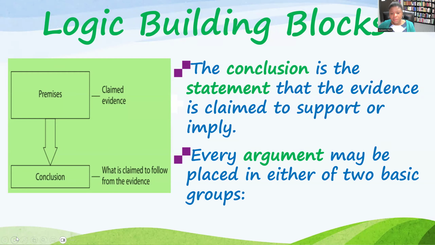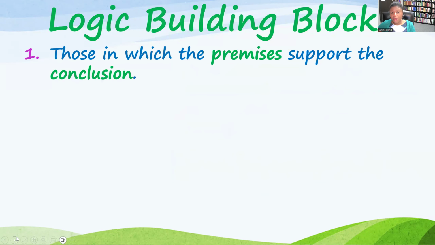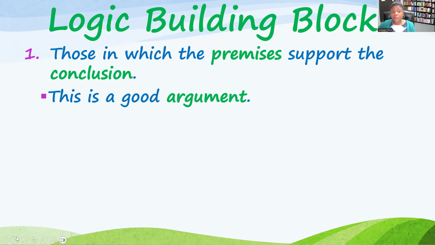Now, arguments can fall into two groups. The two groups are good arguments and bad arguments. So let's start with the first group. Those in which the premises support the conclusion. If the premises actually support the conclusion and give you good evidence for accepting the conclusion, that's a good argument.